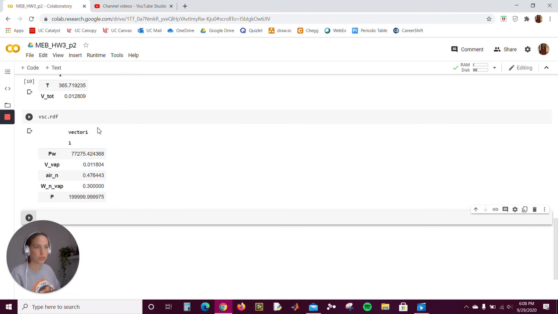And then just to show the intermediate values, I'm going to do VSC.RDF. So this gives us a data frame of the intermediate values, which we can also use to verify our results because we can see here that the final pressure did end up being 200,000, our moles of water in the vapor phase is 0.3, and then here are the other ones.